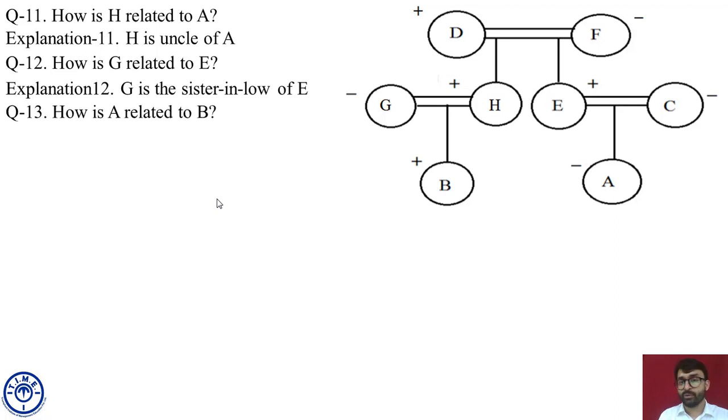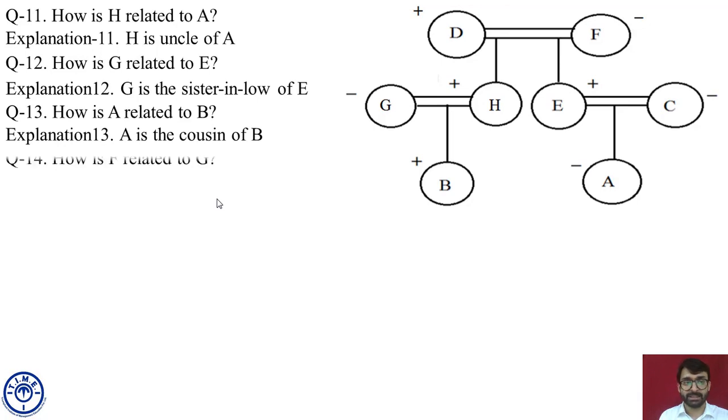How is A related to B? Their parents are siblings, so they have to be cousins. A is the cousin of B, or I can say B is the cousin of A as well. Fine, they are cousins.